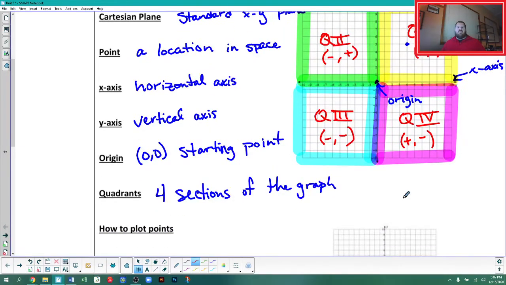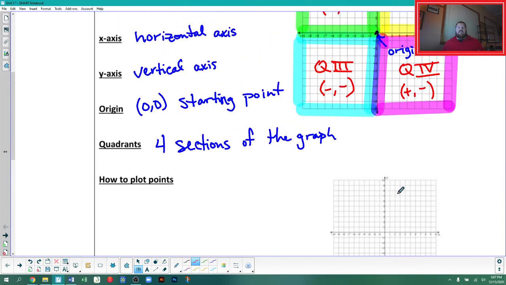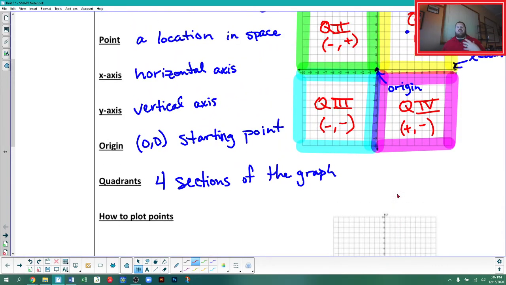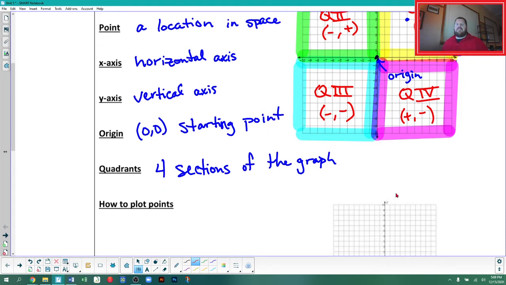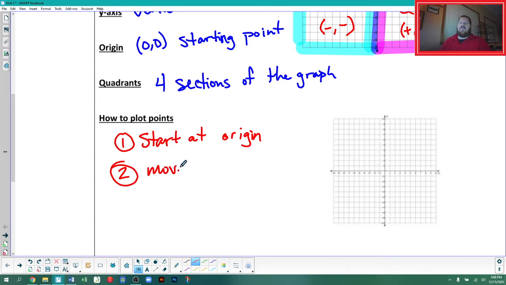Okay. And now for how to plot points. So we've talked about what all these things are, but one of the main goals that we have is to actually find all these points and figure out where they live on the graph. So how to plot points? Well, the first thing we want to do is start at the origin.